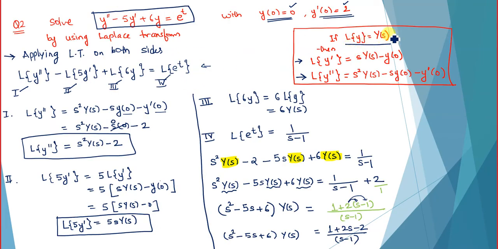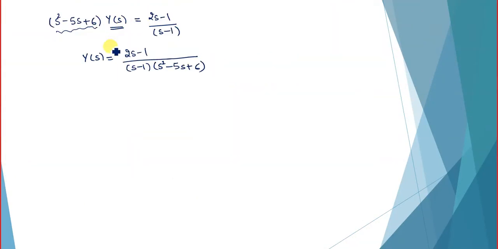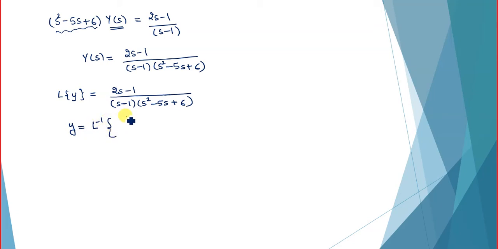So again, y of s is nothing but the Laplace transform of y. Now we are solving this differential equation, means we have to find the value of y. So doing the same thing as we have done earlier, Laplace of y is 2s minus 1 over s minus 1 times s square minus 5s plus 6. This gives you the value of y as the Laplace inverse of 2s minus 1 divided by s minus 1 times s square minus 5s plus 6. And now you know how to find the inverse Laplace transform.